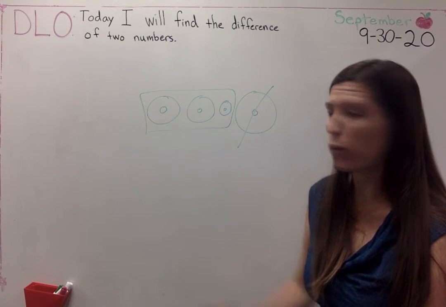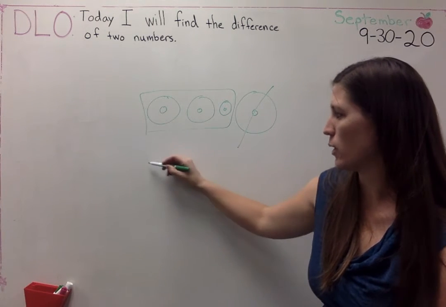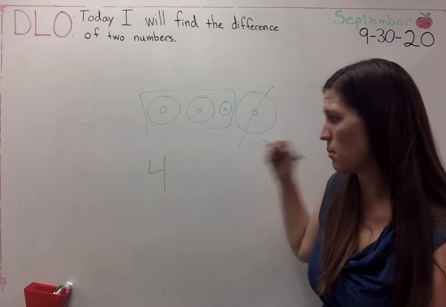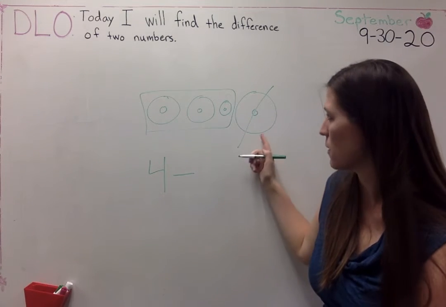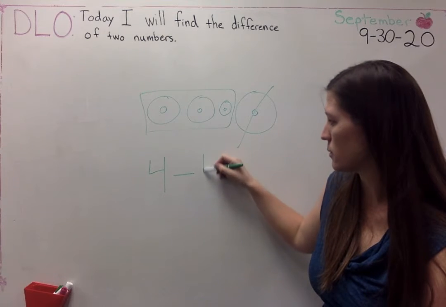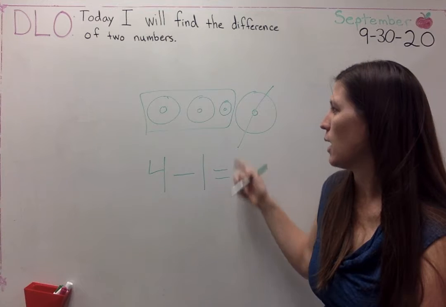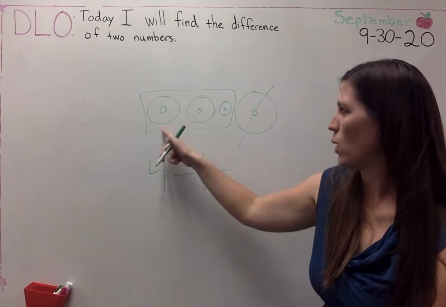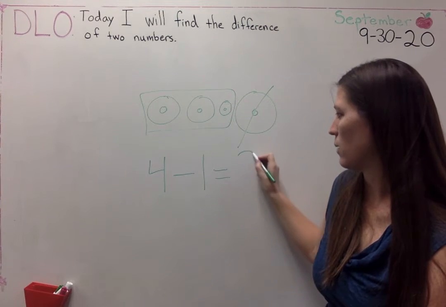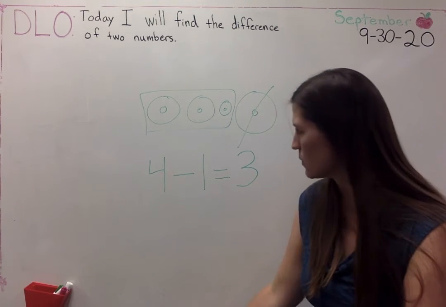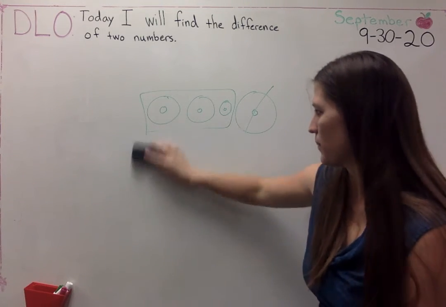I started with 4. 1, 2, 3, 4. I ate 1, so I took away. My operation is minus 1 equals, what's my difference? How many are left? 1, 2, 3. Around the tree, that's the way you make a 3. Erase, erase, erase, erase.